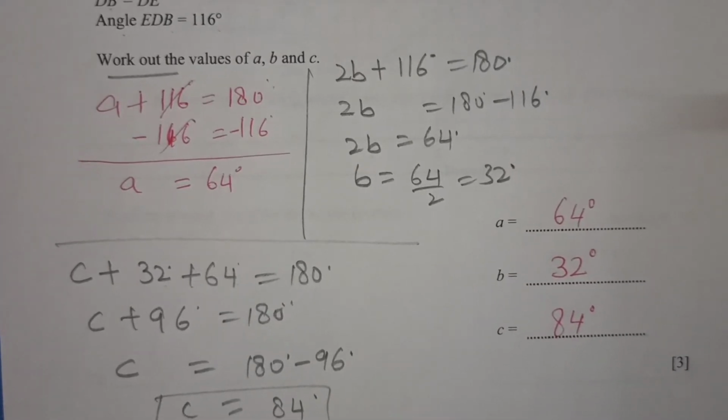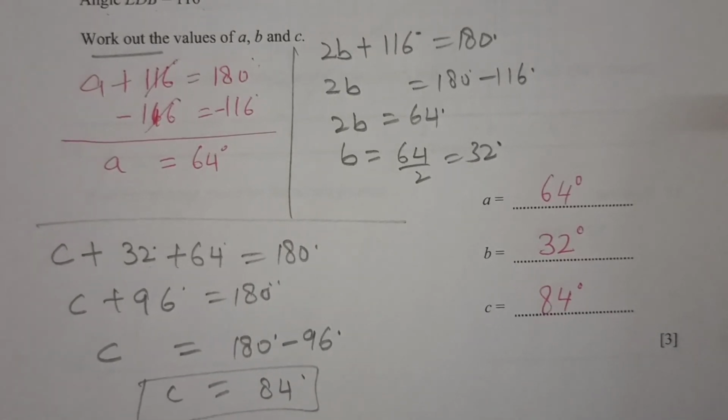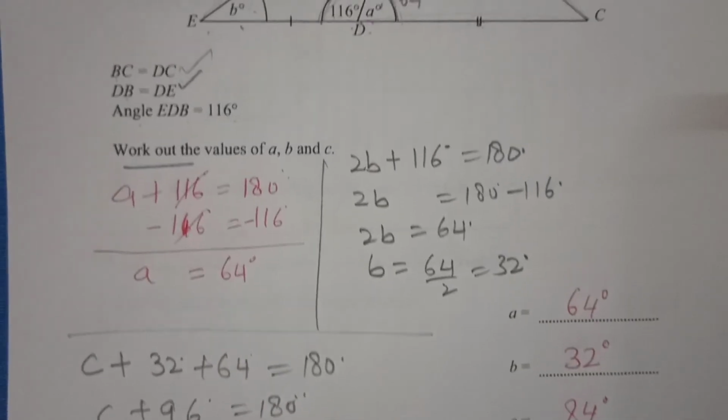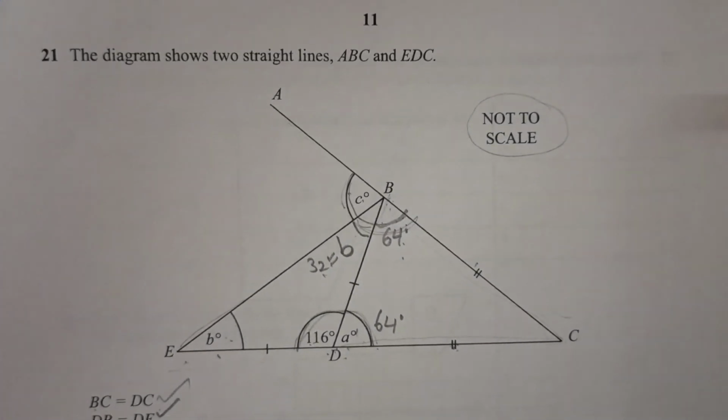So this was a bit tricky question. It was of 3 marks, so there were 3 angles to find out, so 3 marks. So go step by step, then you can easily do this question. Let's move to the next one.